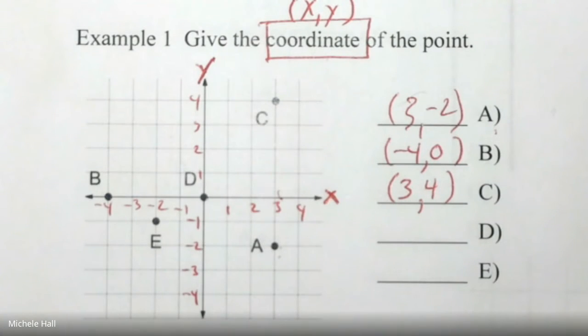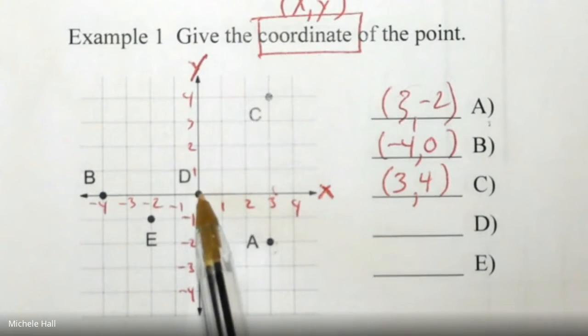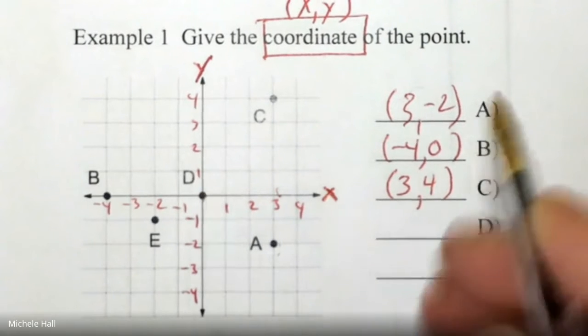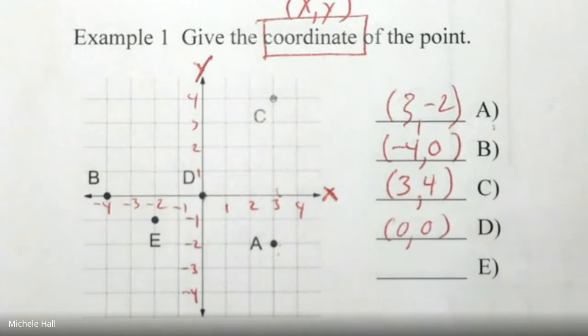Ethan, what did you get for D? Correct. You're not going anywhere. You're not going to the left or to the right or up and down. You're staying at X is 0 and Y is 0.